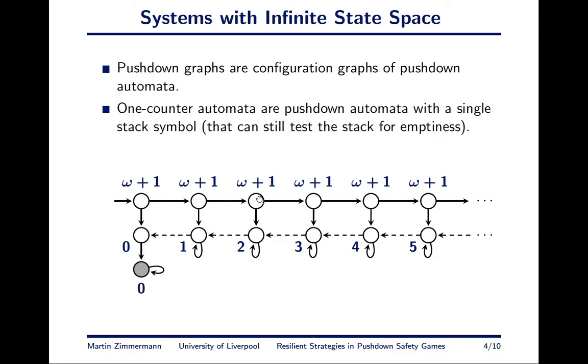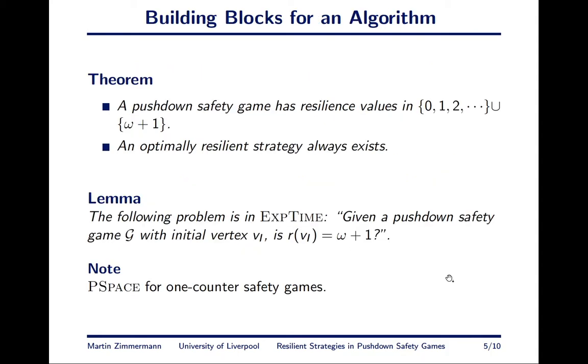On the other hand, up here, every vertex has value omega plus 1, because player 0 can just stay in this state Qi forever, increase the stack forever. There's no reason to go down here. Okay? So what this means is that we have a one counter graph where all possible finite resilience values are realized. So there's no upper bound on the finite resilience values in a pushdown graph, not even in a one counter graph.